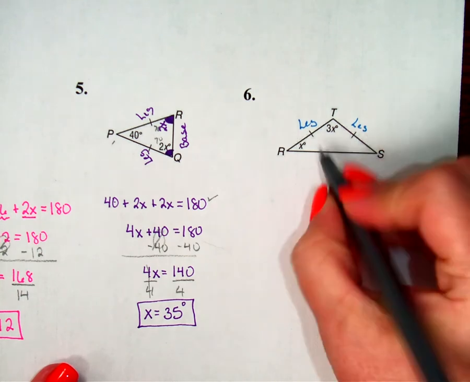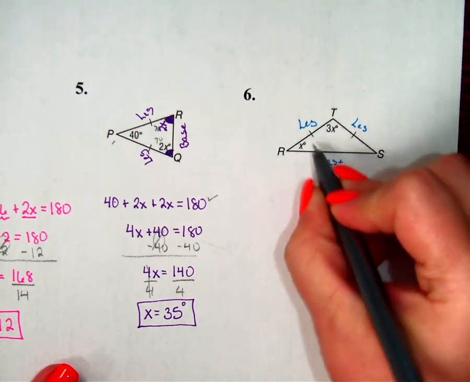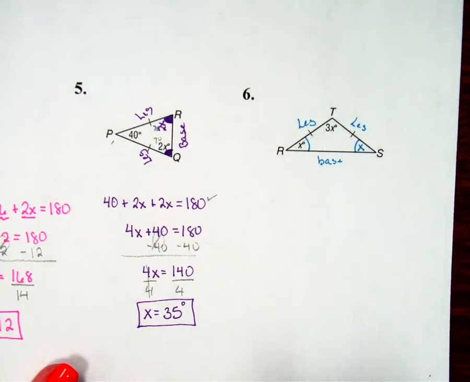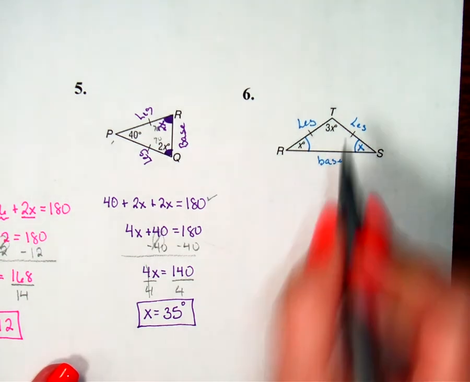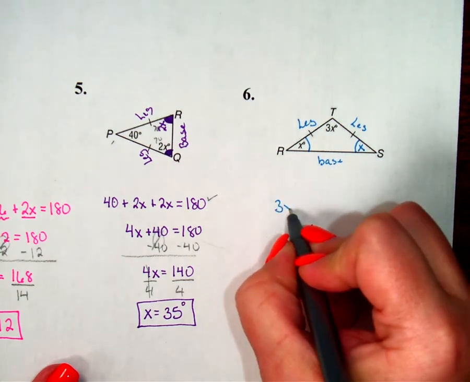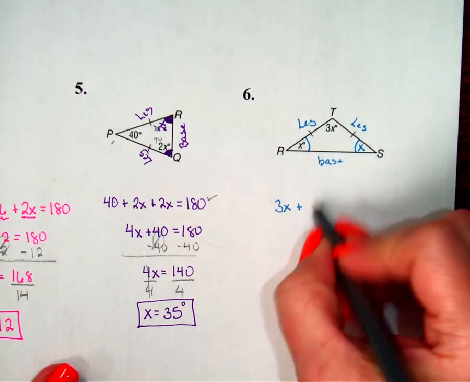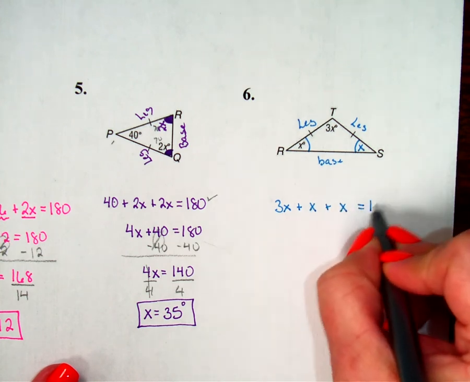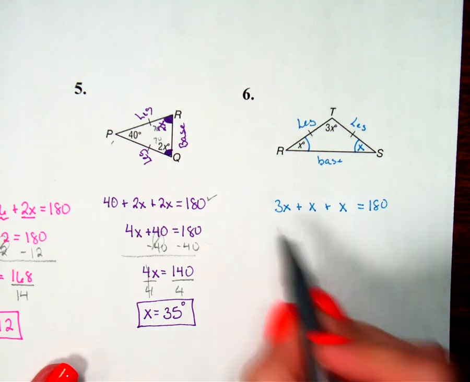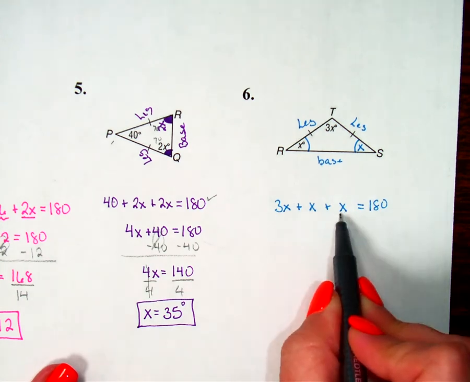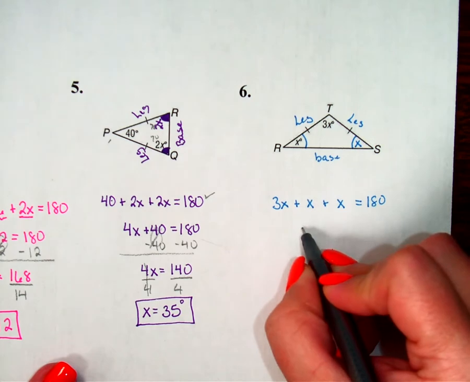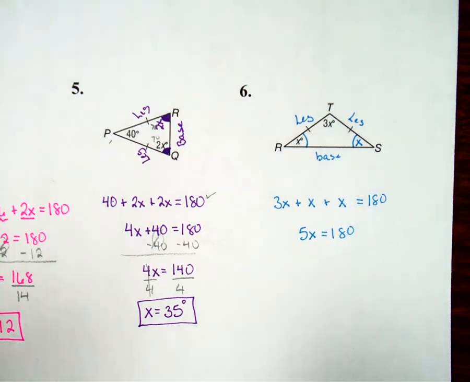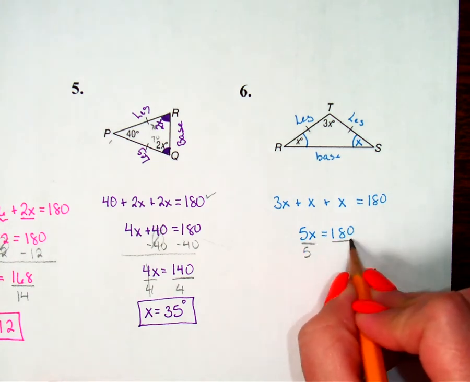This is a leg, and this is a leg, which means this down here at the bottom is the base, and these two angles are both the same, so they're both x. My three angles added together add up to 180, so 3x plus x plus x equals 180. When I combine my like terms, 3x plus 1x plus 1x, 3, 4, 5 x's, equals 180.